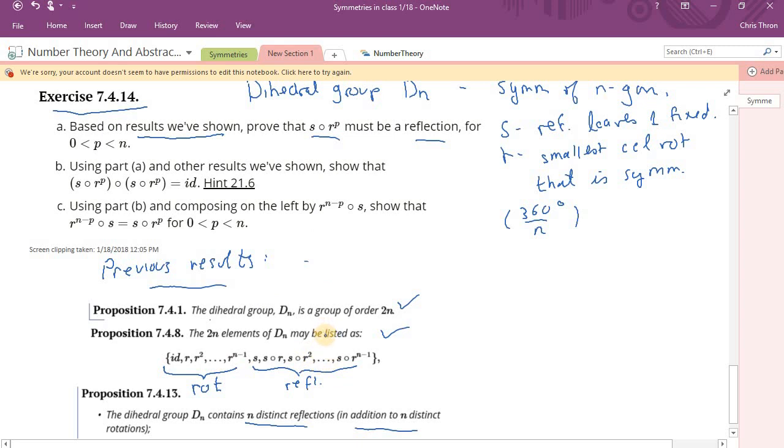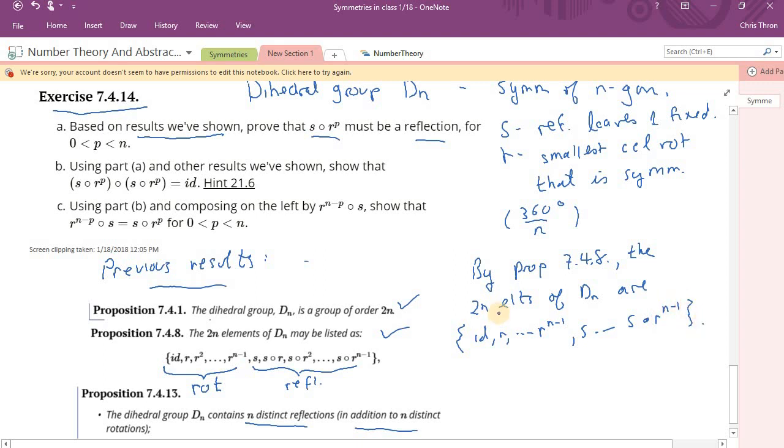So how would you write that down? You would say something like this. You could say by proposition 7.4.8, the 2n elements are, and I'm just repeating here, ID, R, up to R to the n minus 1, and then S, S composed R, up to S composed R to the n minus 1. Those are the 2n elements.